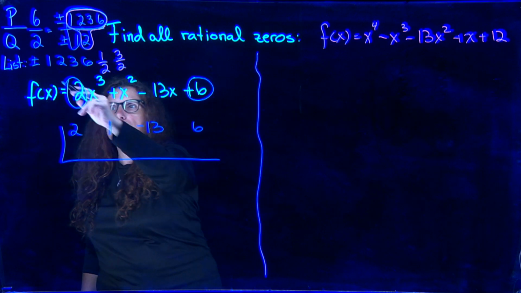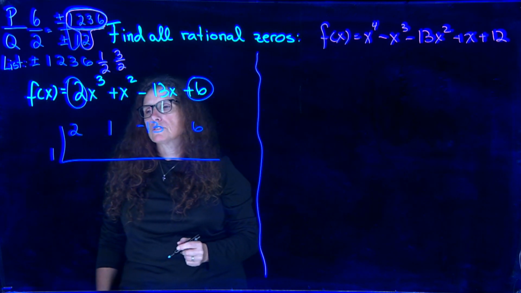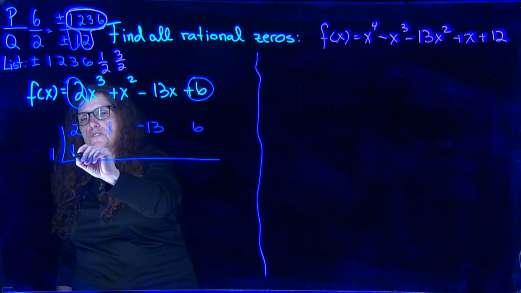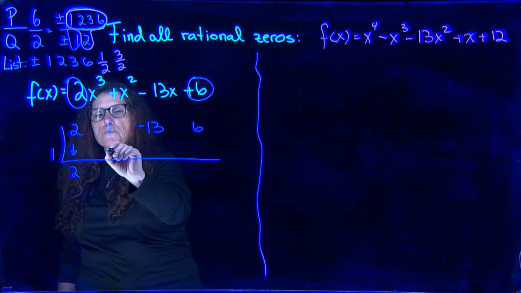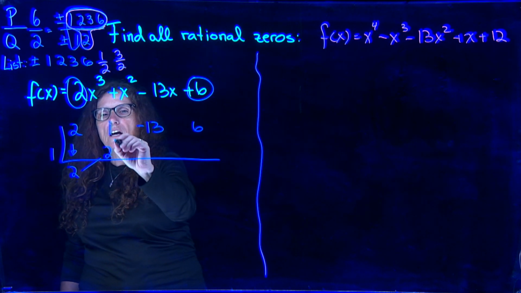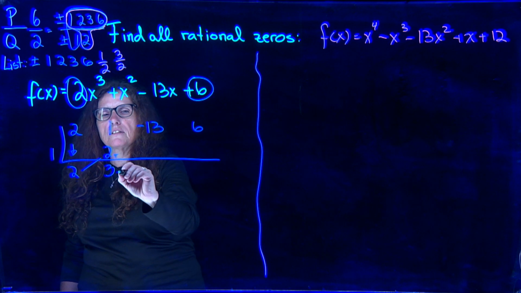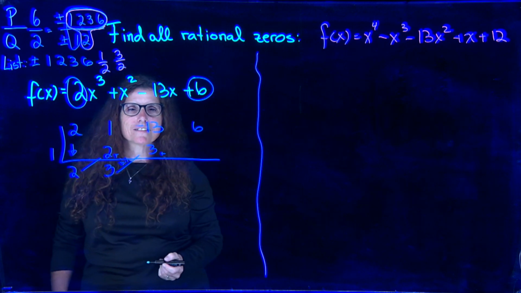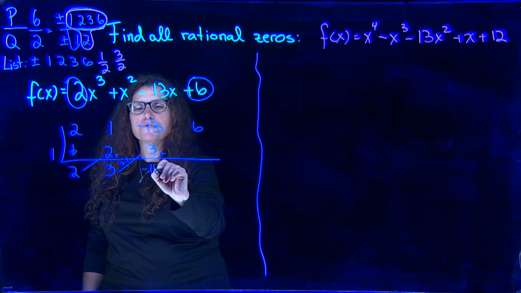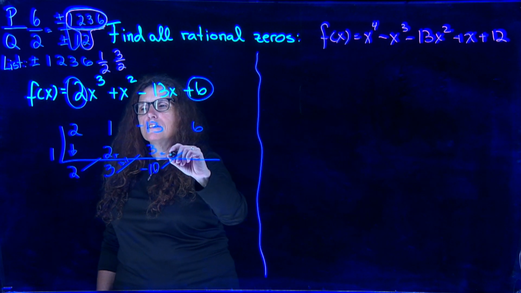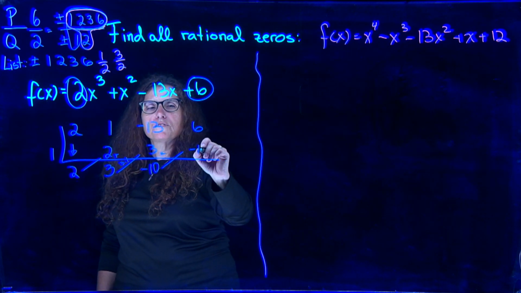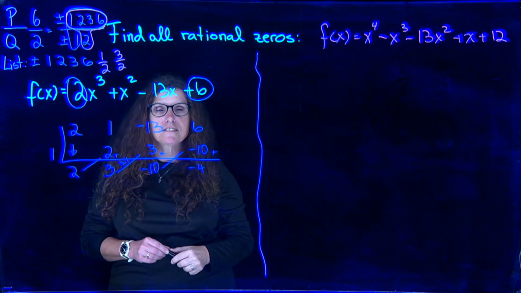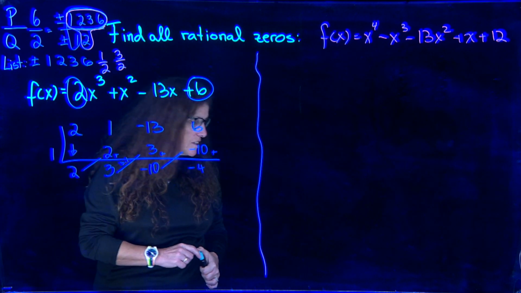And I start with positive 1. So now I'm going to see, does 1 work? Is our remainder 0? So the first step is you bring down the 2. 2 times 1 is 2. We add, plus 1 is 3. Then we do it all over again. 3 times 1 is 3. Plus a negative 13 is a negative 10. A negative 10 times 1 is a negative 10, plus 6 is a negative 4, and you can clearly see that 1 is not a solution.